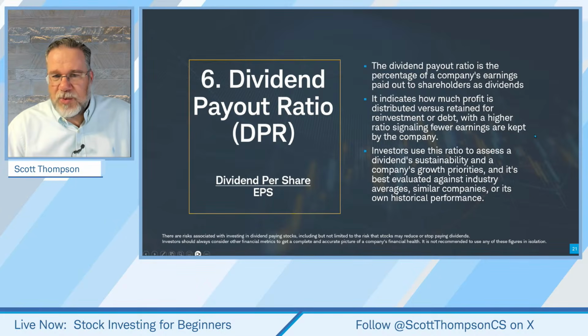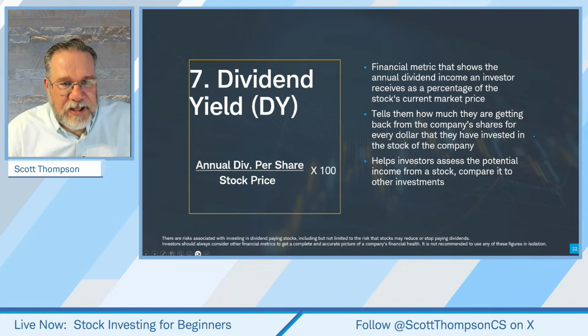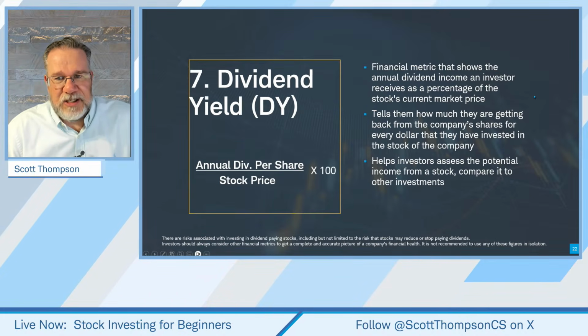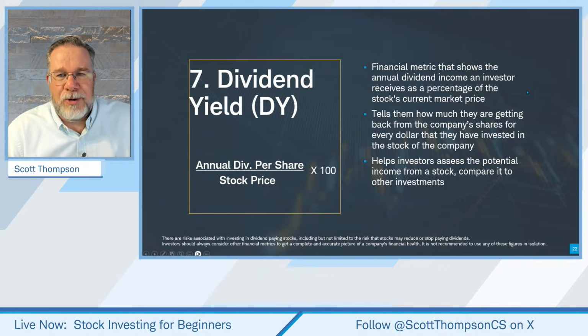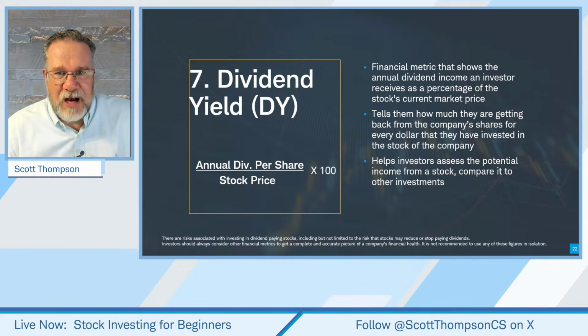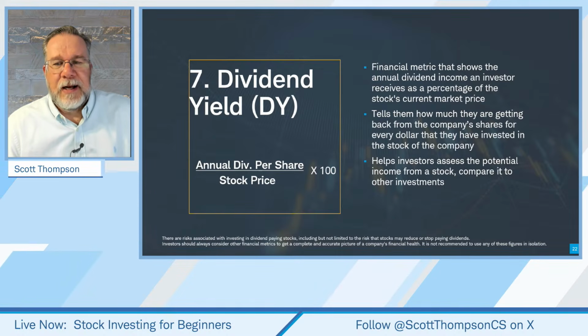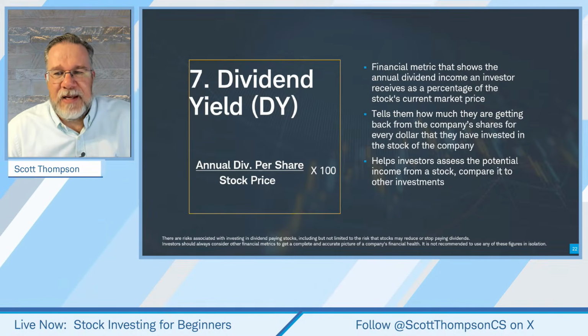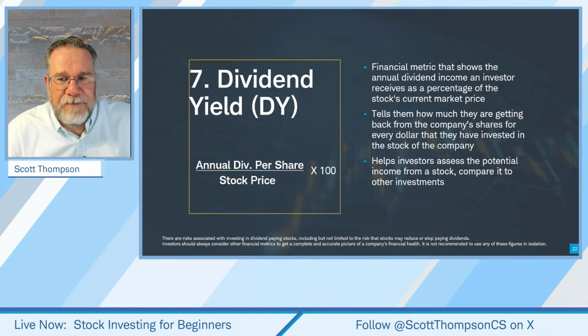The last one, of course, was dividend yield. I think all of us are familiar with this. Dividend yield is just that financial metric that shows the annual dividend. Now, remember, it's annual, not monthly or quarterly, but annual dividend income as an investor receives a percentage of the stock's current market price. It tells them how much they're getting back from the company's shares for every dollar that they've invested in the company's stock. And it helps investors assess the potential income from a stock compared to other investments.